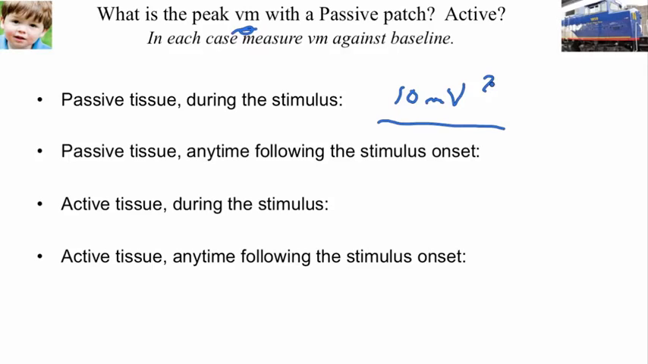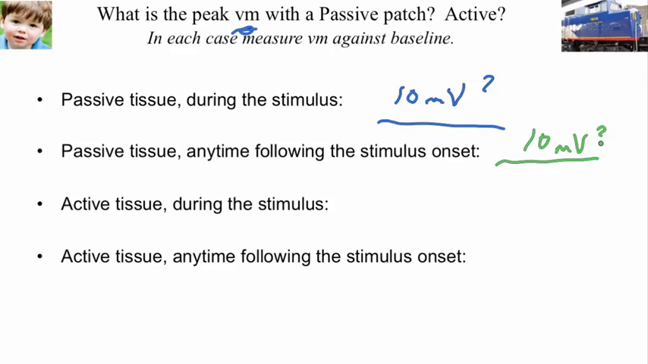For passive tissue, for any time following the stimulus onset, that is to say throughout the whole entire waveform, what was the peak VM? Again, maybe 10 millivolts. Go back and check by looking at it. But in any event, these two answers are going to be the same because the highest voltage in passive tissue occurs just at the end of the stimulus.